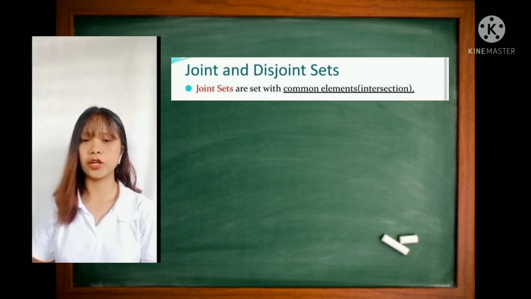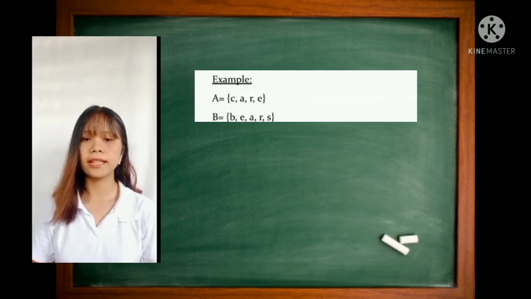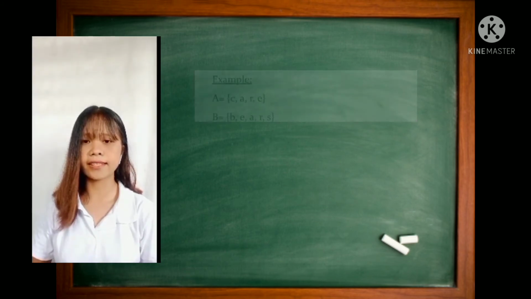Joint and disjoint sets. Joint sets are sets with common elements, or intersection. Example, for set A, we have Z, A, R, and E. For set B, we have B, E, A, R, and S.